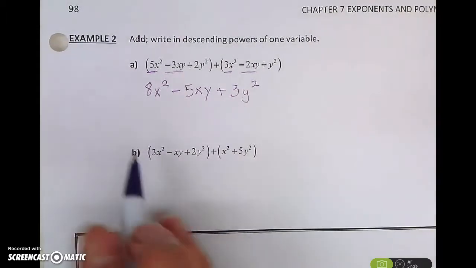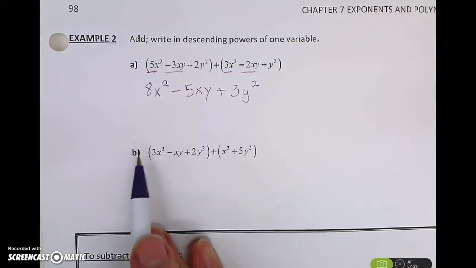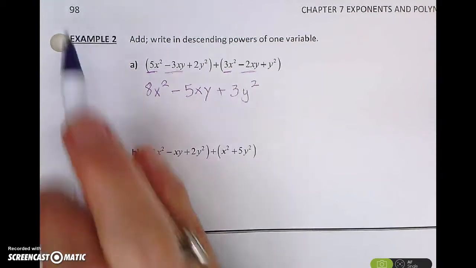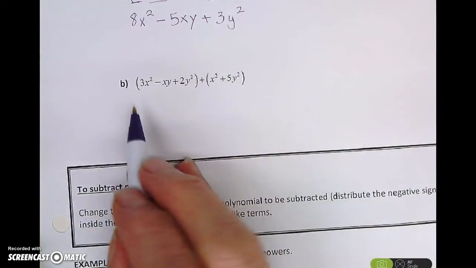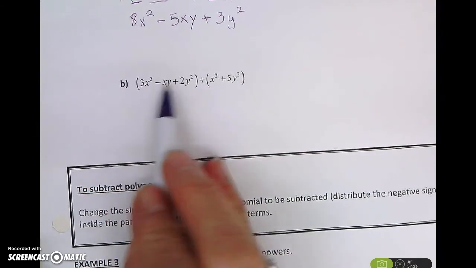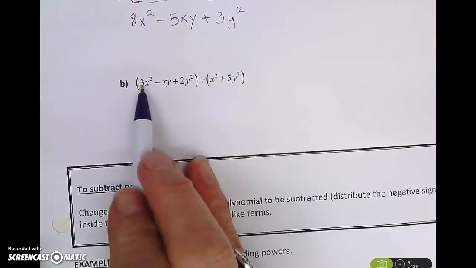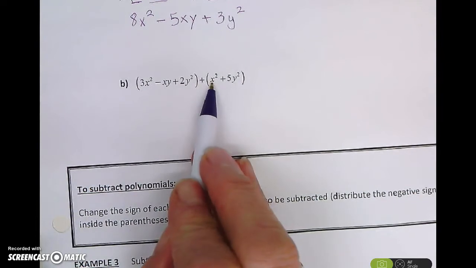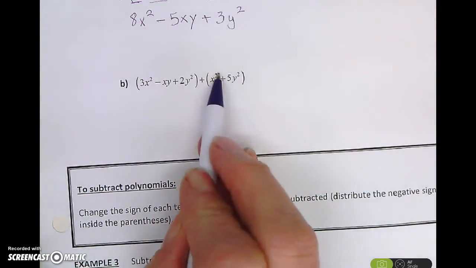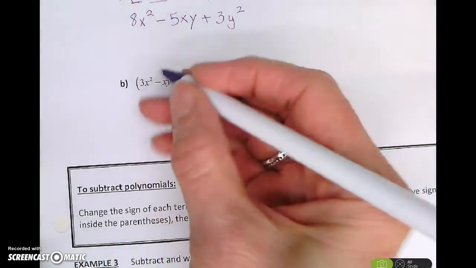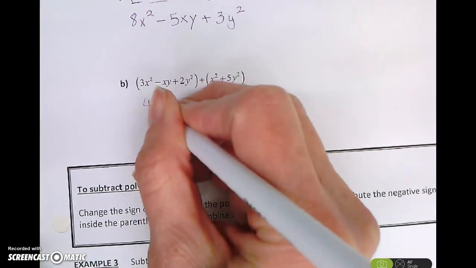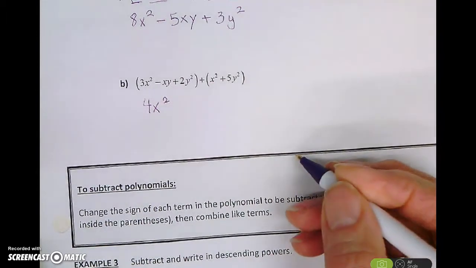So continue with example 2, part B on page 98. We're going to add and write in descending order. So I'm adding this polynomial to the second polynomial. I see they both have an x squared term, so those x times x's are the same. I'm going to add 3 plus 1 and get 4 x squareds.